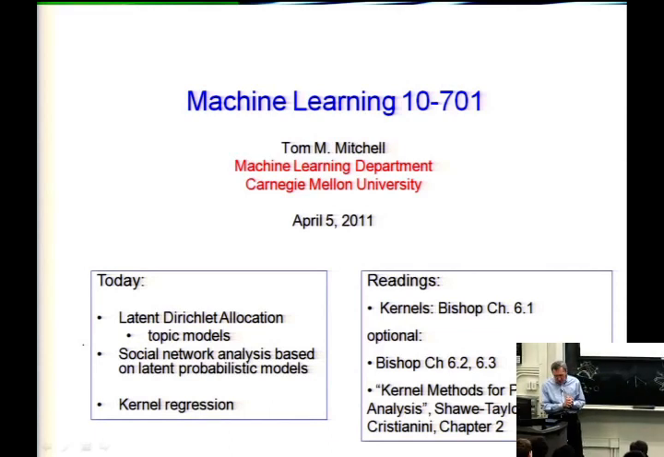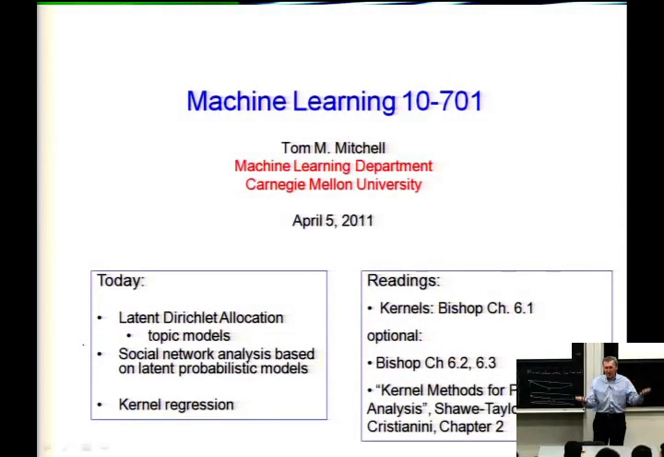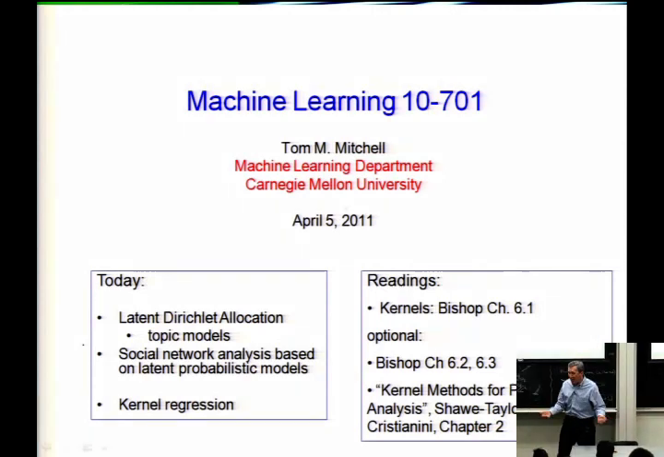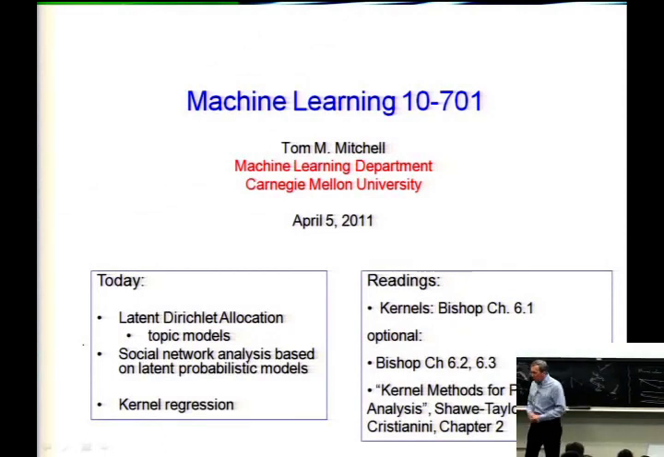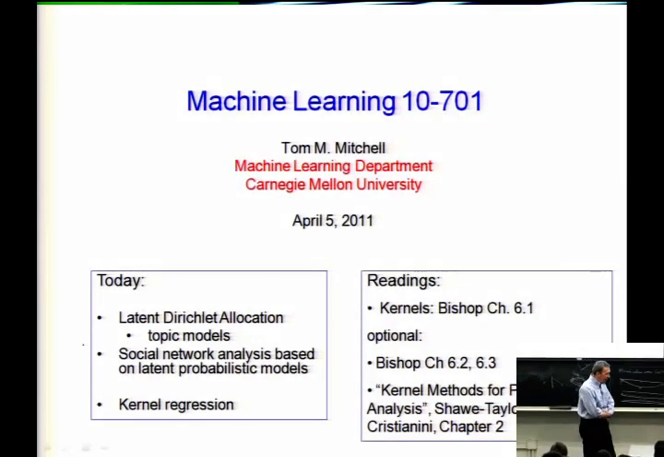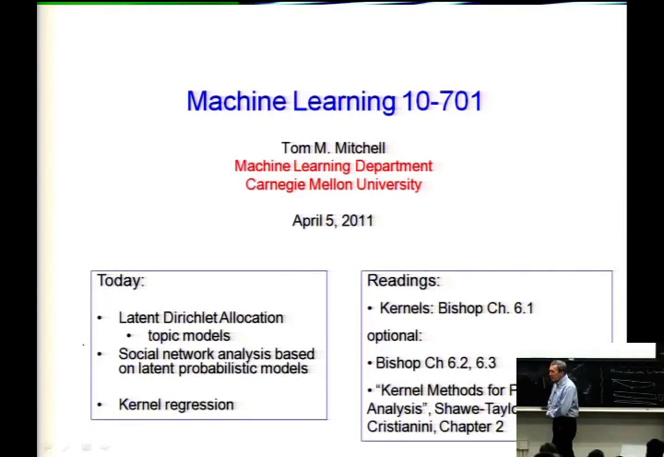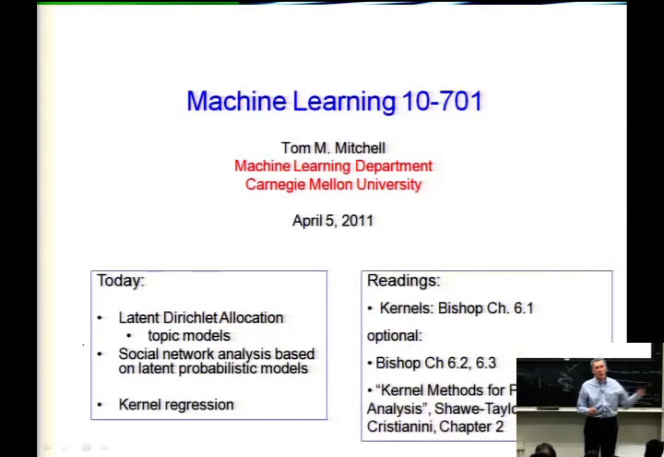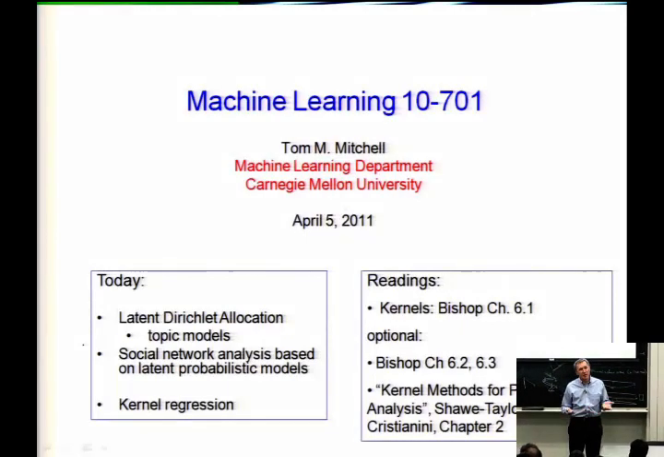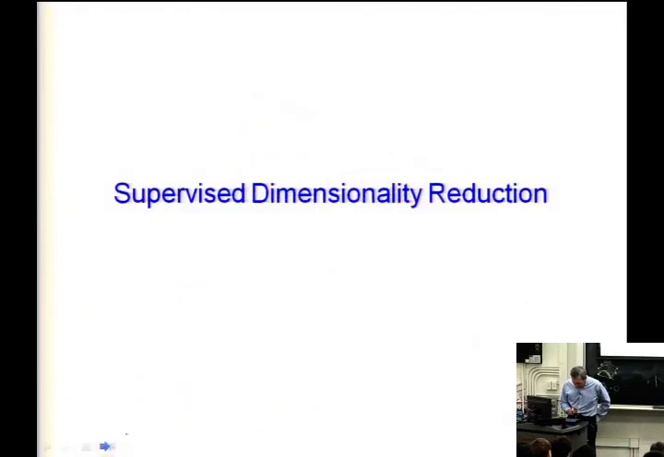Today, I want to finish up our discussion of different kinds of latent variable models, dimensionality changing representation learning approaches by talking about two more of these briefly, and then just make a beginning, if we have some time at the end, on kernel methods and kernel regression, which will lead into our discussion on Thursday about support vector machines and maximum margin classifier methods. So that's the plan. So let's start.